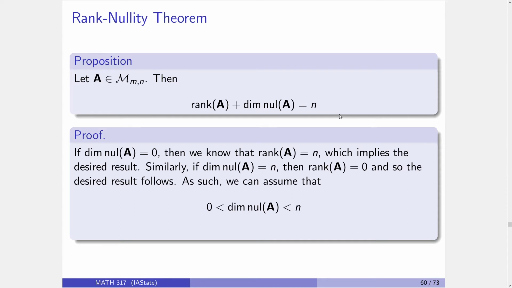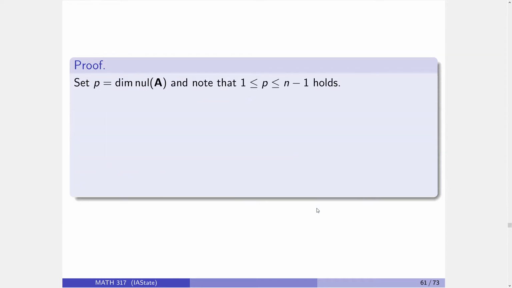So what we can go ahead and do is assume that the dimension of the null space is some number strictly between 0 and n. In other words, it's a non-negative integer that's no bigger than n minus 1. Like this. Let p equal that. The trick then is as follows. Take any basis for the null space. This has to have p elements in it because that's what the dimension is. Now, p is not equal to n, so what I have here is not a basis for Rn.